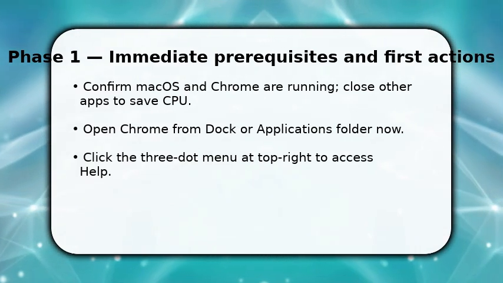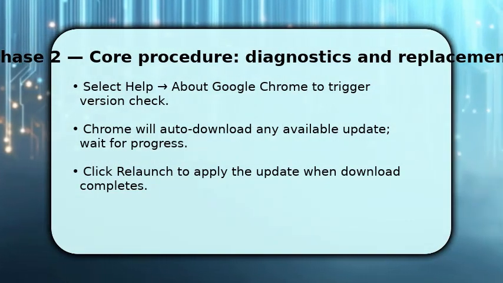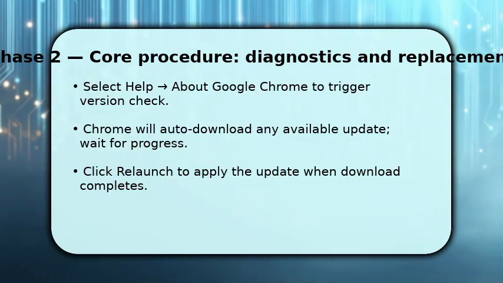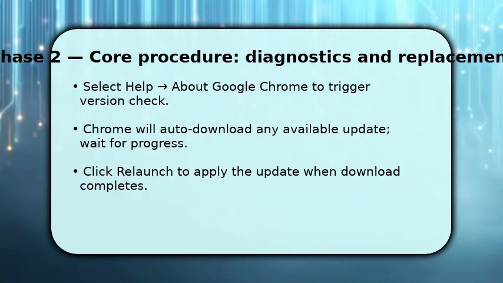Next, select Help then About Google Chrome to trigger an automatic version check. This is how Chrome discovers updates. Chrome will download updates in the background. Make sure you let the progress finish rather than quitting early.